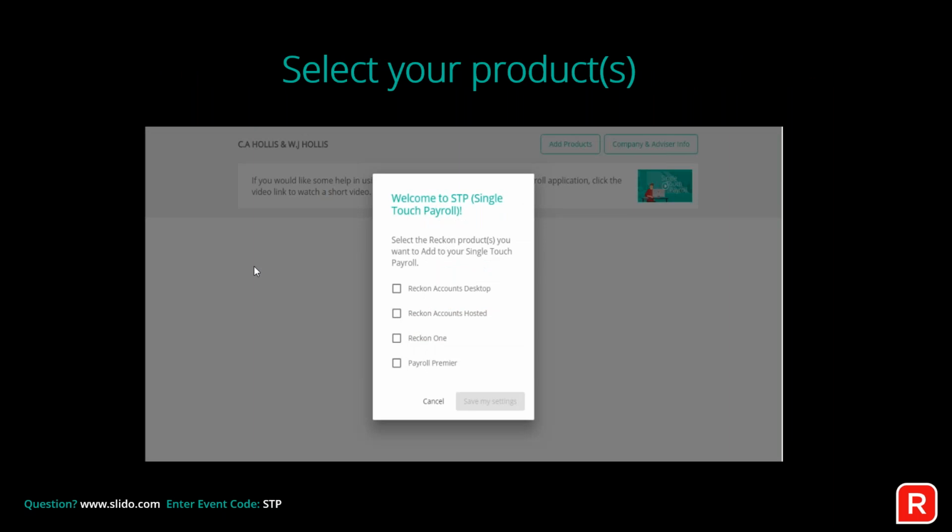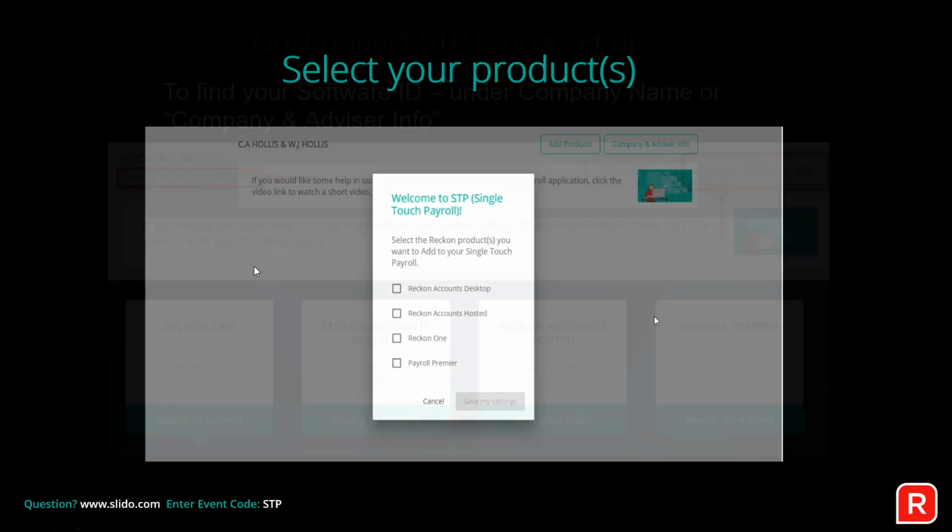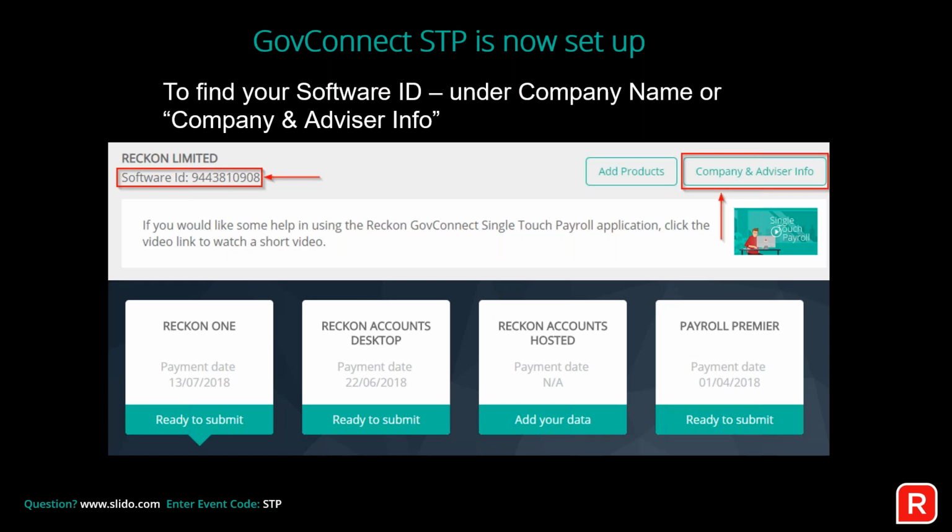Once you're in this stage, you select which product you're using for STP. So say, for example, you're using Rec Accounts Hosted, you select Rec Accounts Hosted, save your settings, and now GovConnect STP is set up.